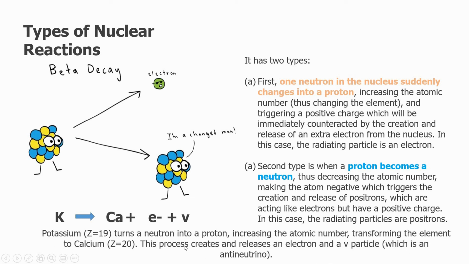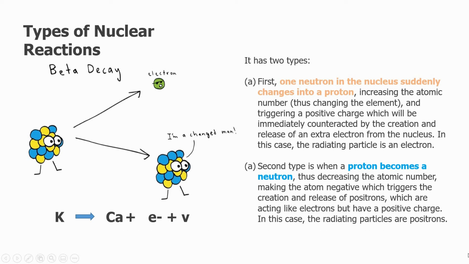Yan. In this case, ito rin, for example, potassium, which has atomic number 19, turns a neutron into a proton, so it is one step higher. Increasing the atomic number, it will become 20, which is calcium. And calcium has the atomic number of 20. Now, this process creates and releases an electron and a V particle, which is an anti-neutrino.